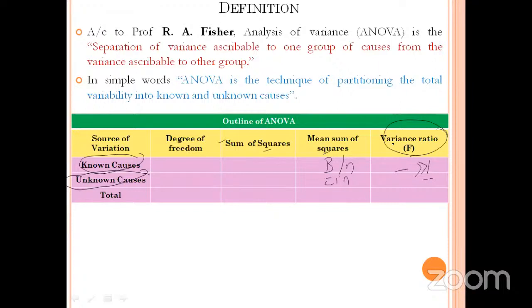I am asking you, have you understood ANOVA? Yes, sir. Understood now.